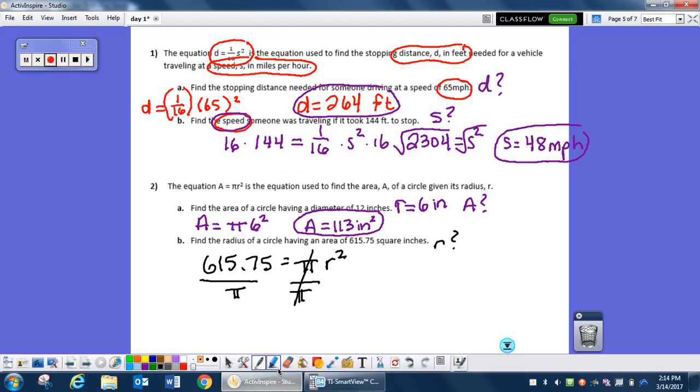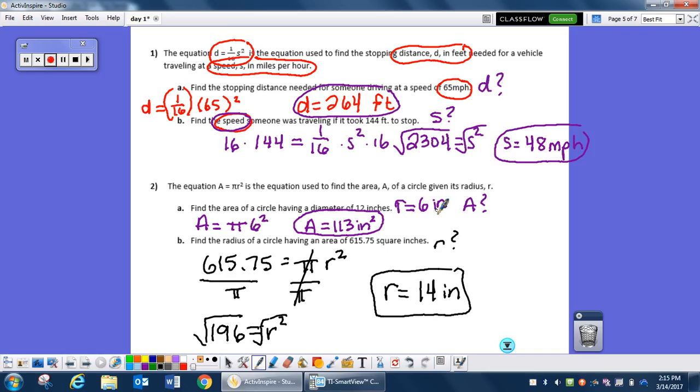195.9993124. Let's round that up to 196, and you'll see why I do that in a second. Because we now need to undo the square. To undo the square, we square root, and magically 196 is the perfect square, so our radius equals 14 inches. And no, we can't have a negative radius, so we're not going to use negative 14.